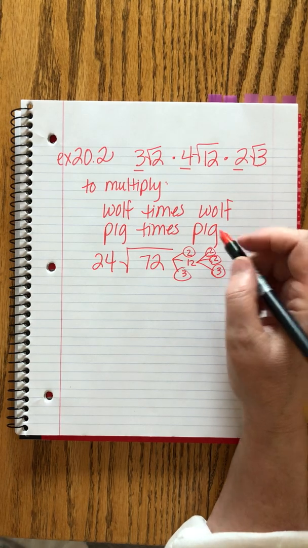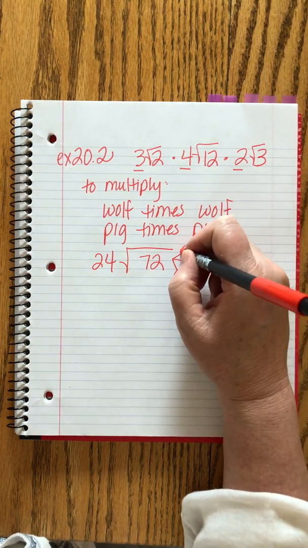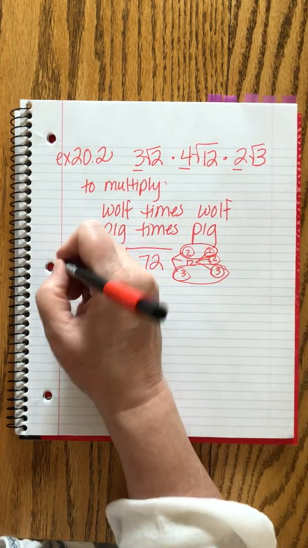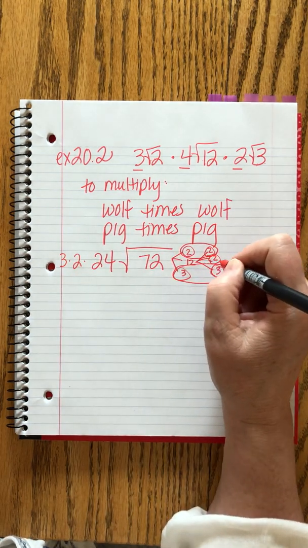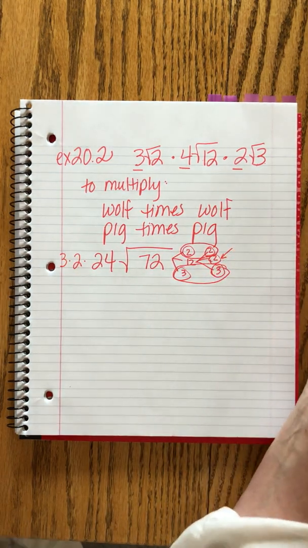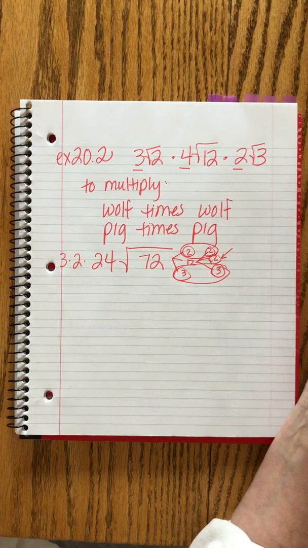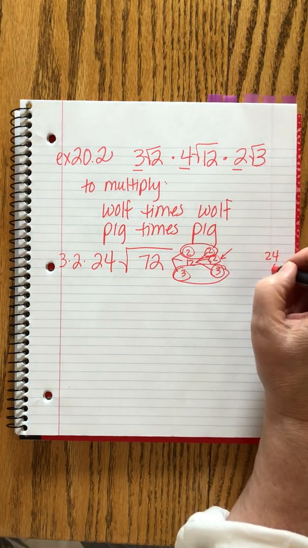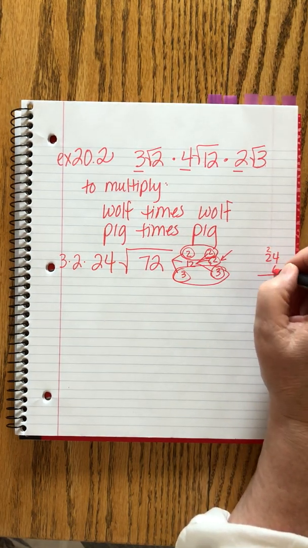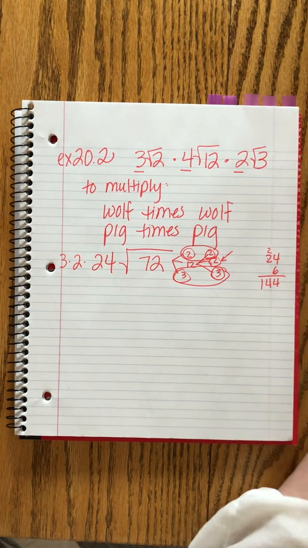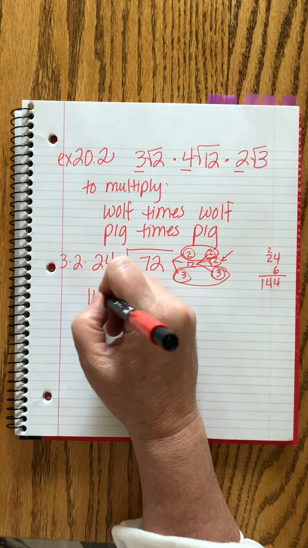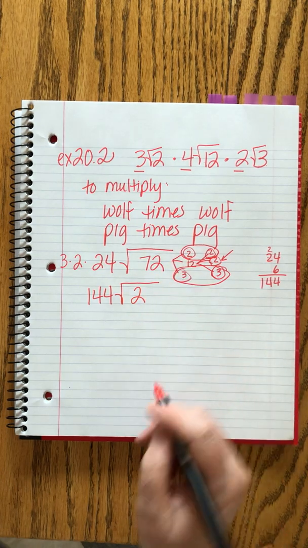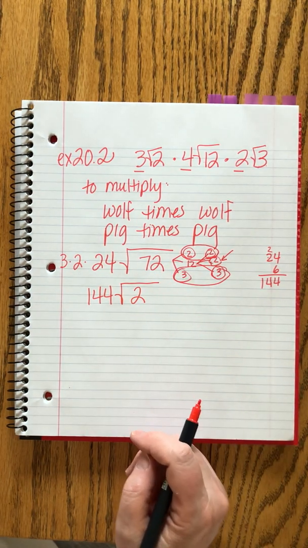But now I see there's pairs of pigs. There's a pair of pigs. So I can take this out as a 2. And here's another pair of pigs, so I can take out a 3 as well. And I'm just going to be left with that 2 right there. 3 times 2 is 6. 24 times 6. Let's do that one. 24, 2, 12. So my answer is 144 times the square root of just that, 2.